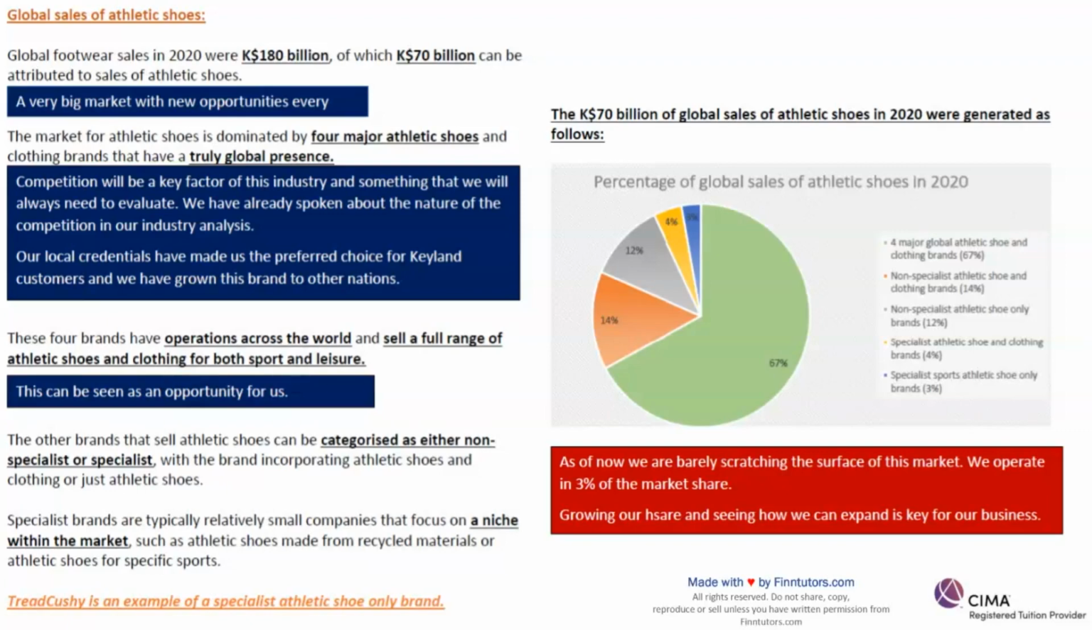The $70 billion of global sales of athletic shoes in 2020 were generated as follows. So, 4 major athletic shoe and clothing brands have 67% of the market. Non-specialist athletic shoe and clothing brand, they're doing both, but they're not major brands. There's 14%. Non-specialist athletic shoe only, 12%. Specialist athletic shoe and clothing brands is 4%. Specialist athletic shoes only, which is your market, is 3%.